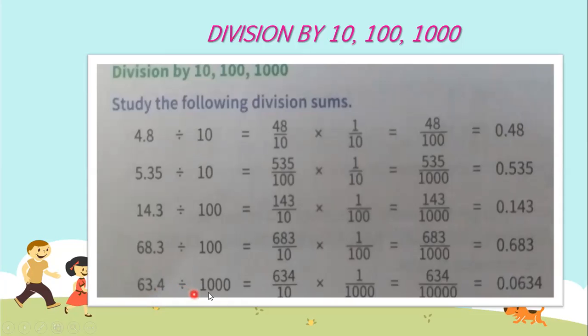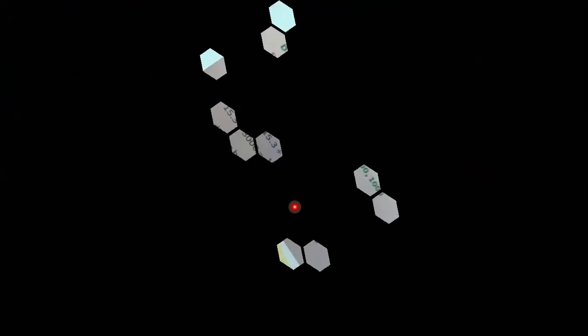63.4 divided by 1000. So 634 by 10, after the point 1 place, into 1 by 1000. So 634 into 1 will become 634, and 10 into 1000 will become 10,000. So 4 places to the right, 0.0634. So this is the way you will divide with 10, 100 and 1000. Now let us see with an example.